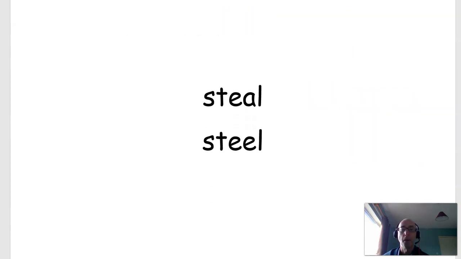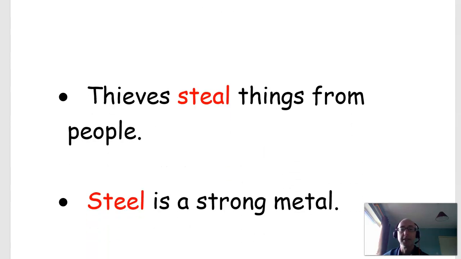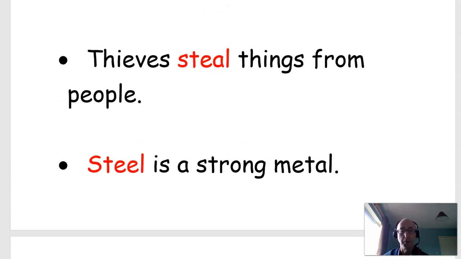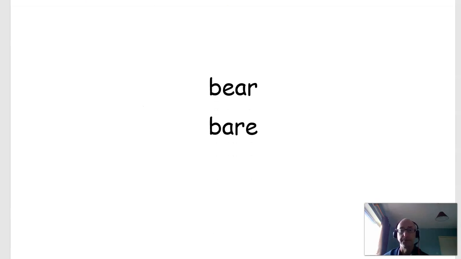Steal and steel. First, steal, is thieves steal things from people. It's a verb. Second one, steel, is a strong metal. That's a noun. It's a thing. Double E. So just be careful of the difference in the spelling.